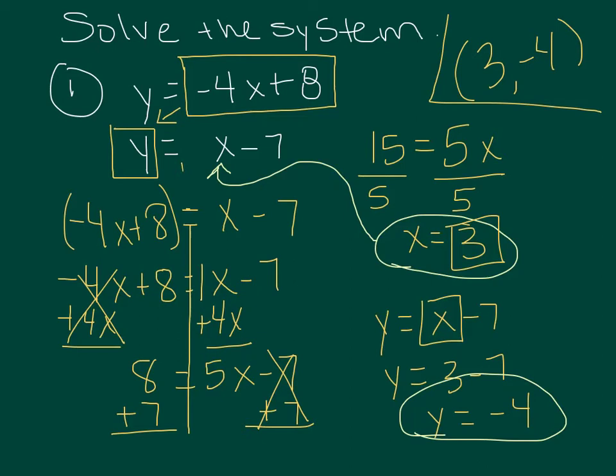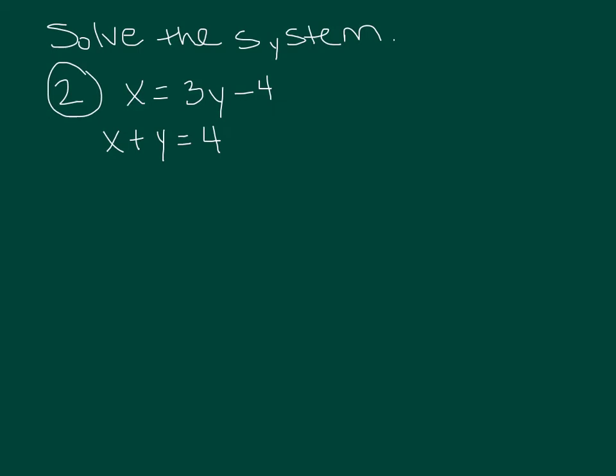Let's try another one. Alright, solve the system. x equals 3y minus 4 and x plus y equals 4. The first thing you have to look for is, do I have a variable by itself? If you do, you're going to use substitution. So if you look, we do have x by itself, and x equals 3y minus 4.